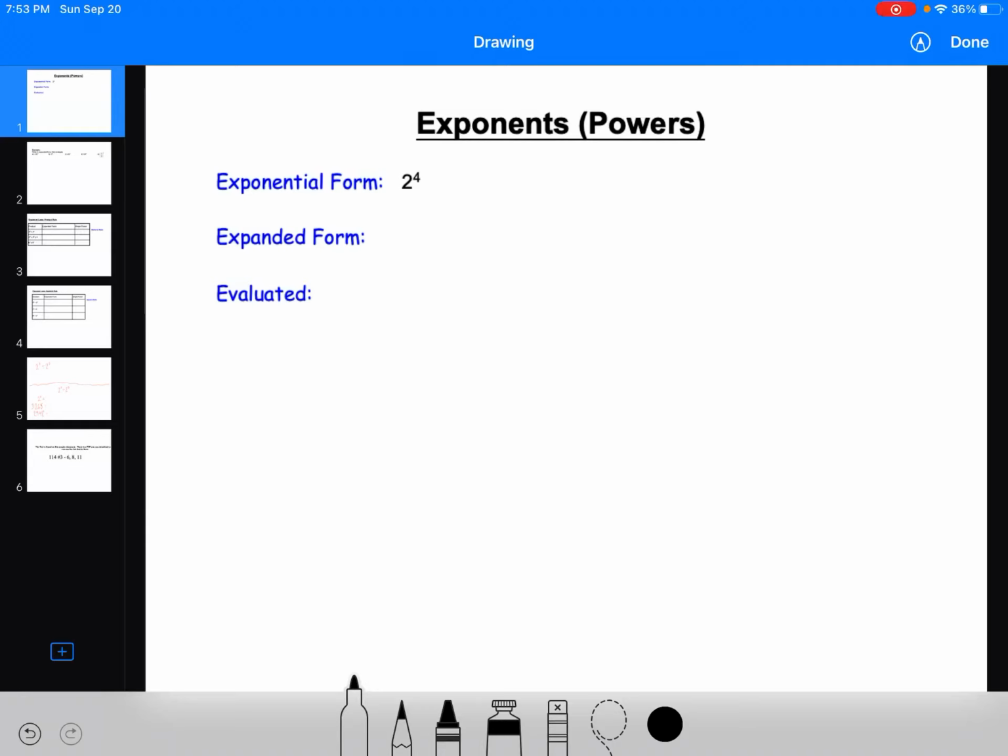Okay, so when we're starting with exponents, we need to look at things in exponential form, which is when we actually see the exponent. Then there's expanded form, which we don't really look at a lot, but this is kind of how you learn about exponents. So in this case, we've got 2 to the 4 is 2 times 2 times 2 times 2. And then evaluated form is actually figuring out what that is. So 2 times 2 is 4, times 2 is 8, times 2 again is 16.